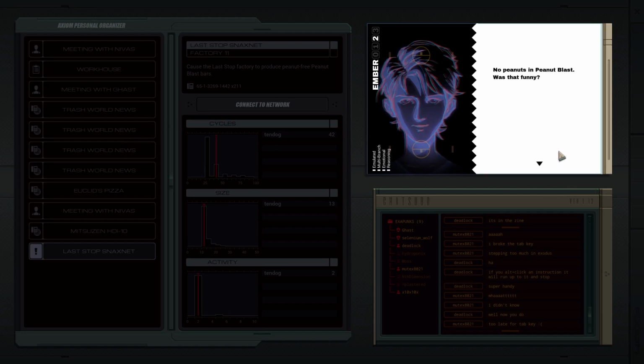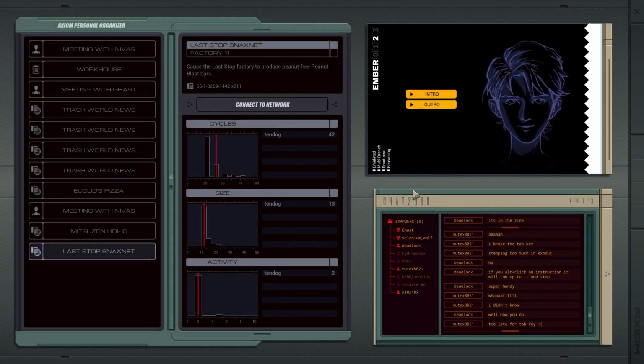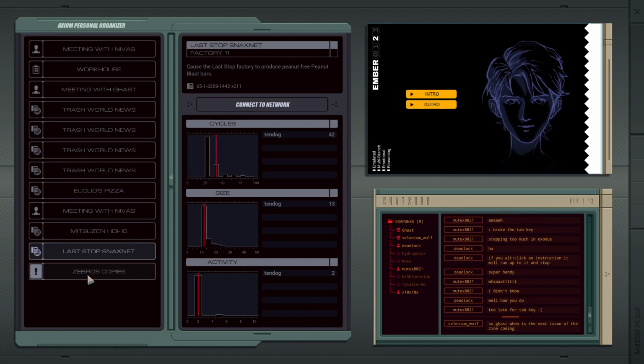Processing. No peanuts and peanut blasts. Was that funny? Kind of. On a scale from 1 to 10, how funny would you rate it? Actually, never mind. I don't know how to handle Likert scales. More data to corpus. Let's continue. Okay, I don't understand what just happened.